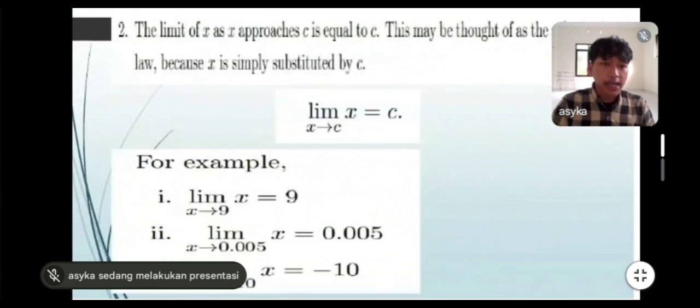The limit of x as x approaches c is equal to c. This may be called the substitution law, because x is simply substituted by c. The limit as x approaches c of x equals c.